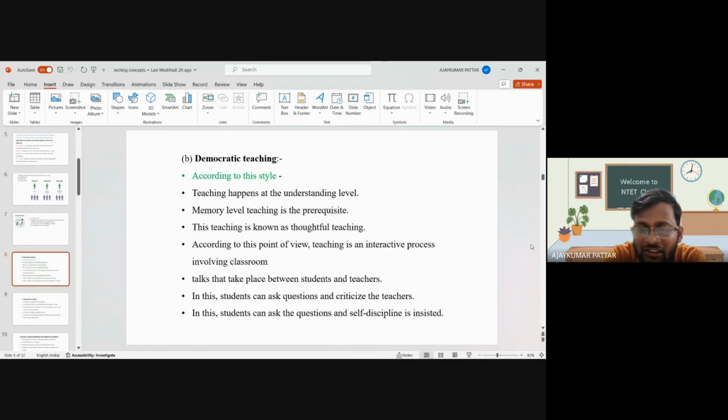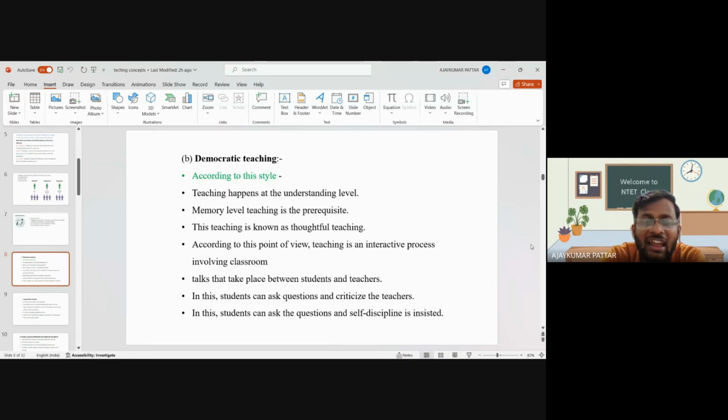So you can give the feedback also, that is you can criticize the teachers. In this, students can ask questions and self-discipline is insisted. It does not mean that if you can criticize the teachers, you cannot tell anything about the teachers. There should be some discipline. Self-discipline should be insisted on in the students, and students are free to ask any question in this type of democratic teaching. The word democratic means democracy.